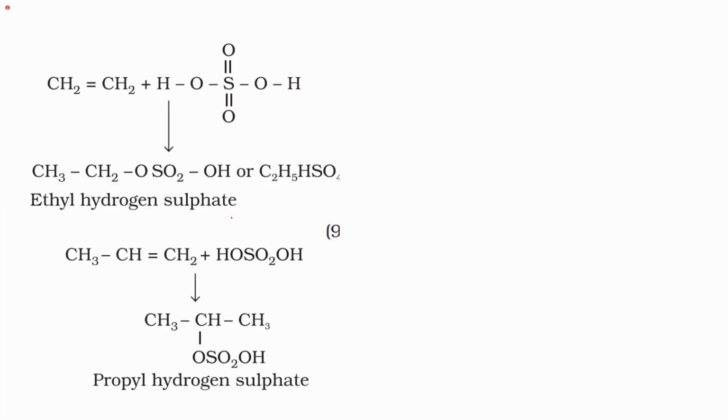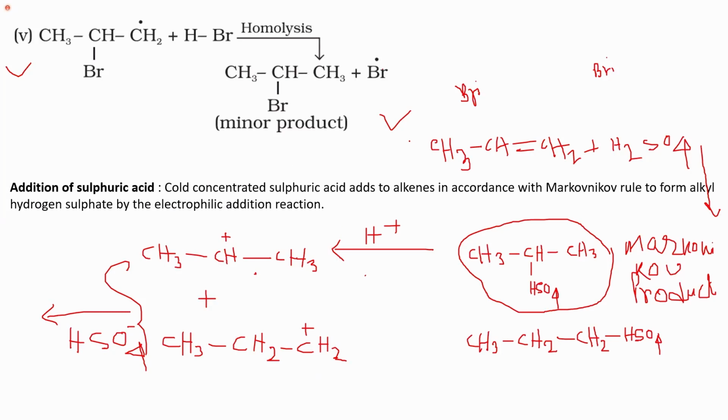Here they are also showing ethyl hydrogen sulfate, as they have shown in the case of ethylene, but I am using propene and then H2SO4, which gives propyl hydrogen sulfate. Okay. Maybe due to the internet connection, I will repeat this part. The addition of sulfuric acid: cold concentrated sulfuric acid adds to alkenes in accordance with the Markovnikov rule to form the alkyl hydrogen sulfate by electrophilic addition.